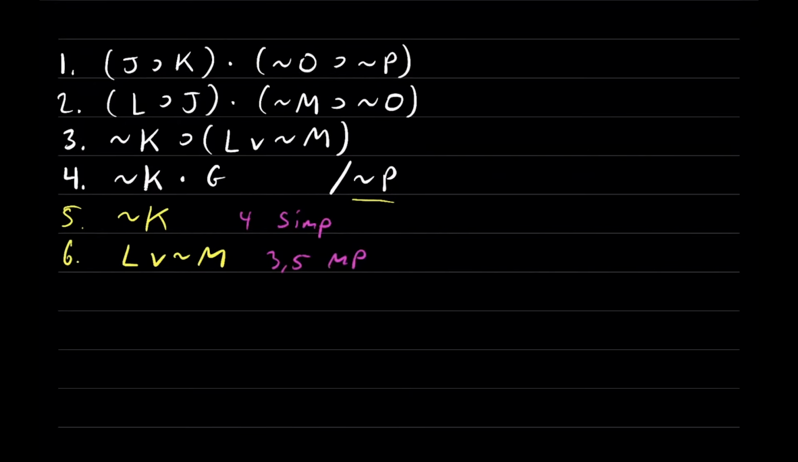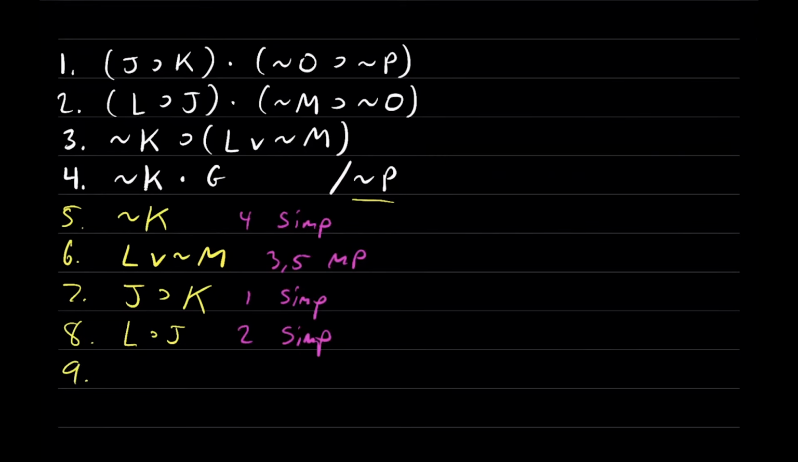The next thing I notice is that on line 1 and 2, we have conjunctions, and we can simplify those and bring those conjuncts down on their own lines. So for example, on line 7, we can bring down the left-hand conjunct from line 1. J implies K. And that's going to follow from line 1 by simplification. And I'm actually going to do the same thing with line 2. Line 2 is also a conjunction, so we're going to bring the left-hand conjunct down. L implies J. And that's going to follow now from line 2 by simplification.